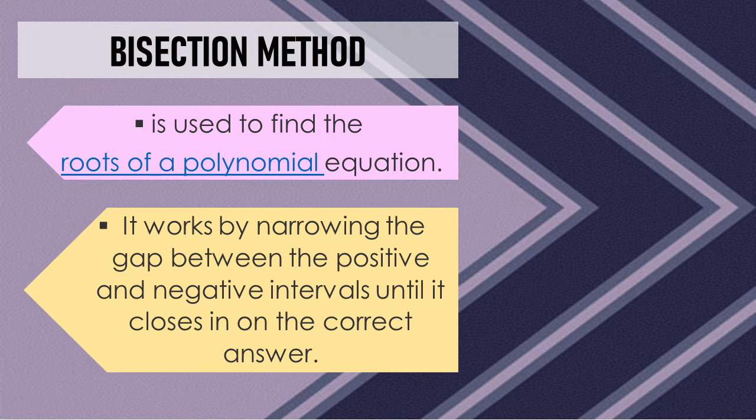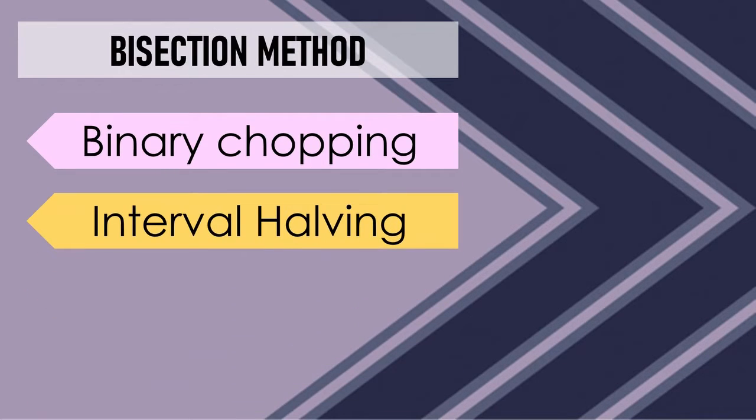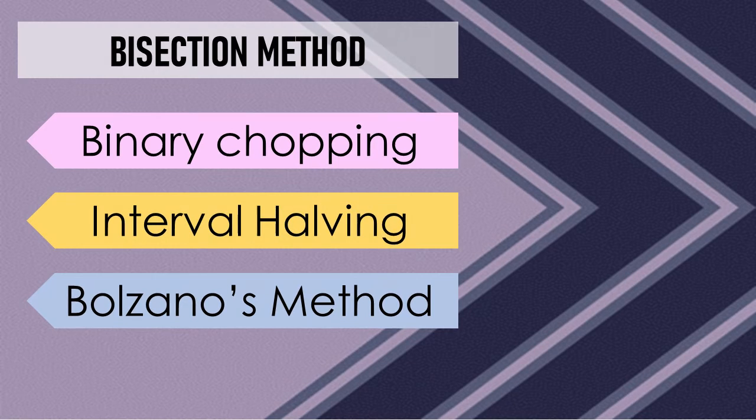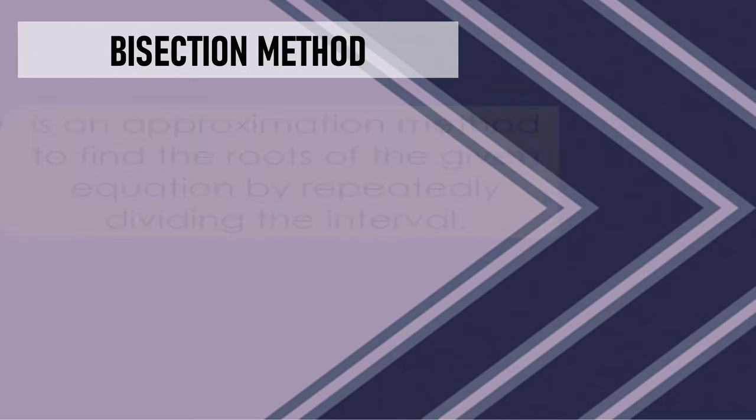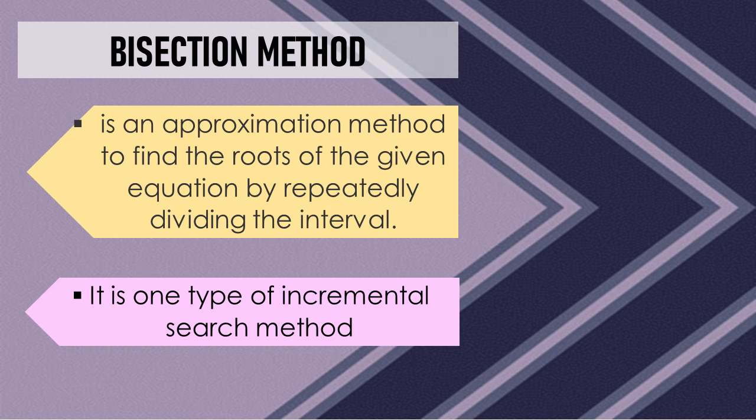The bisection method could be called binary chopping, interval halving, or Bolzano's method. This method is an approximation method to find the roots of the given equation by repeatedly dividing the interval. It is one type of incremental search method in which the interval is always divided in half.